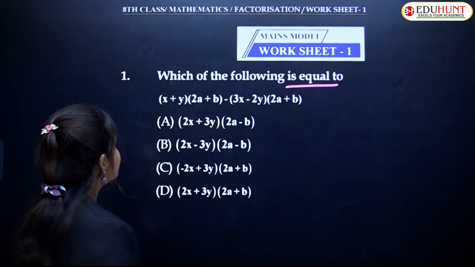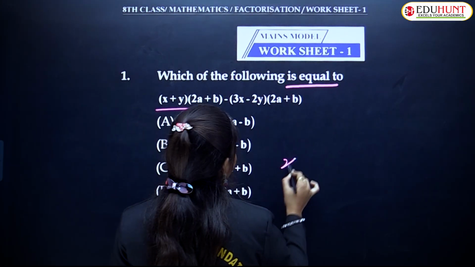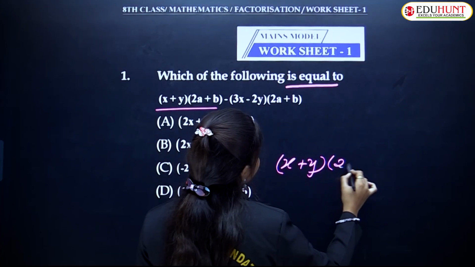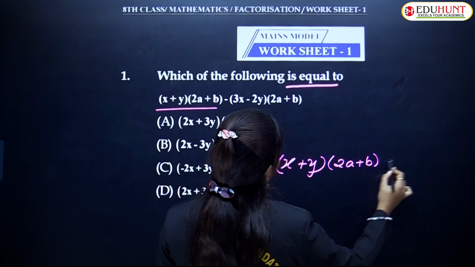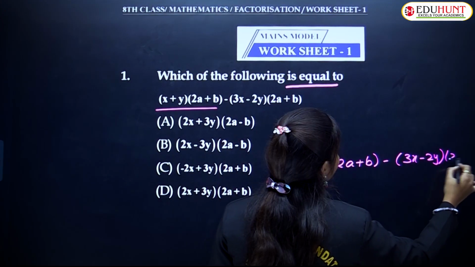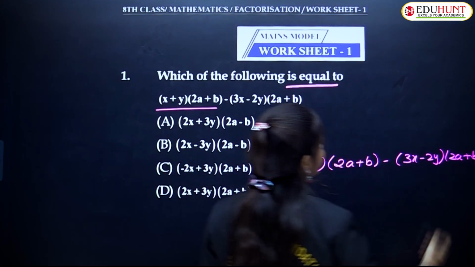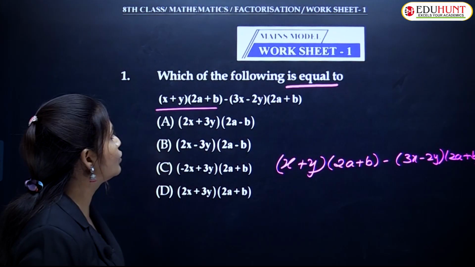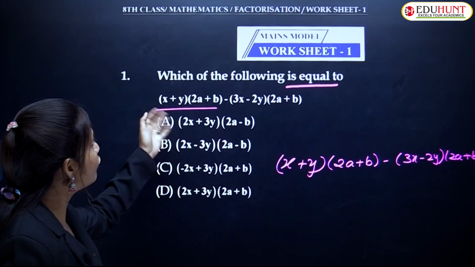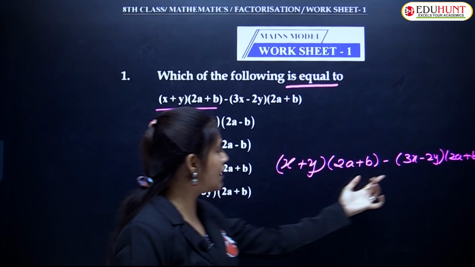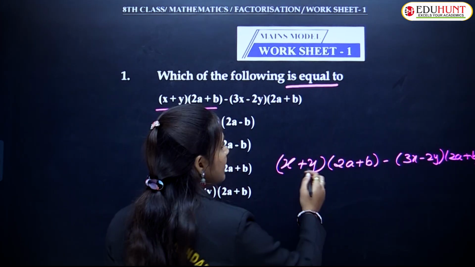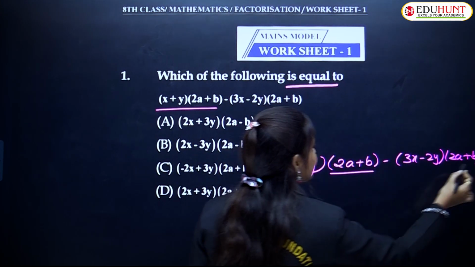Which of the following is equal to (x plus y) into (2a plus b) minus (3x minus 2y) into (2a plus b)? Clear ma? So here they are asking which of the following is equal. Before going to that, first we have to take the factorization of this one. Here, what is the factorization?